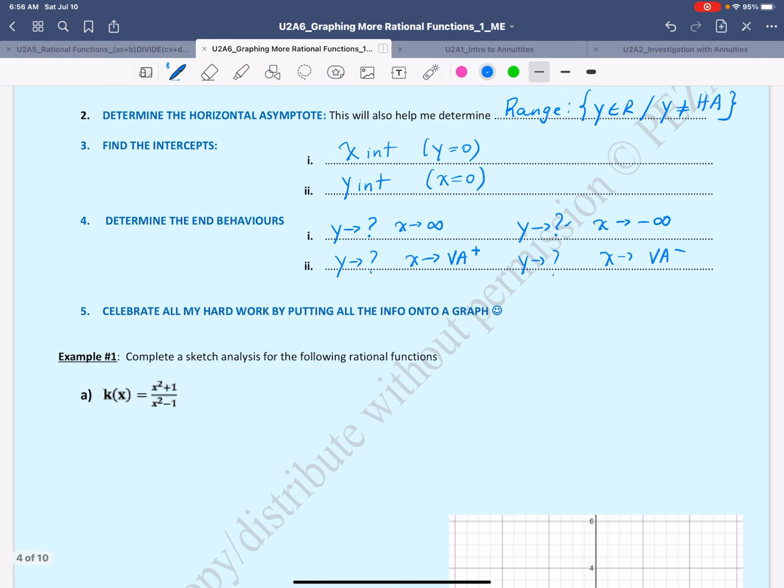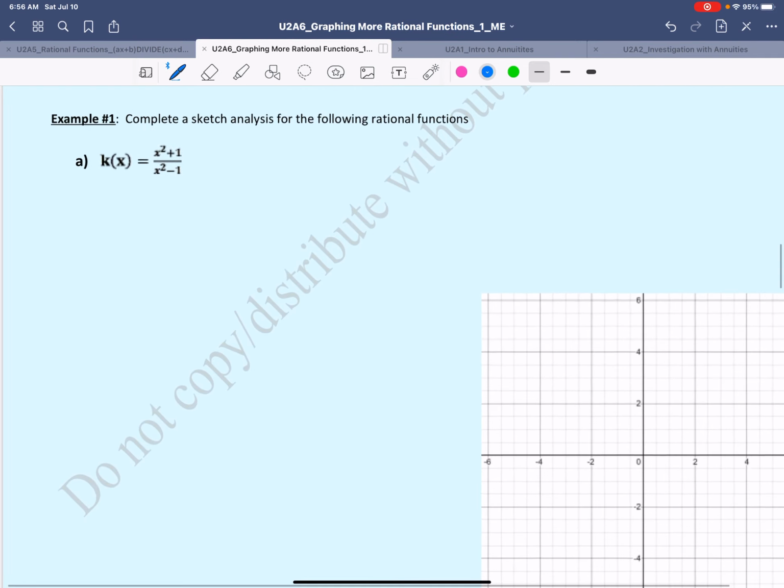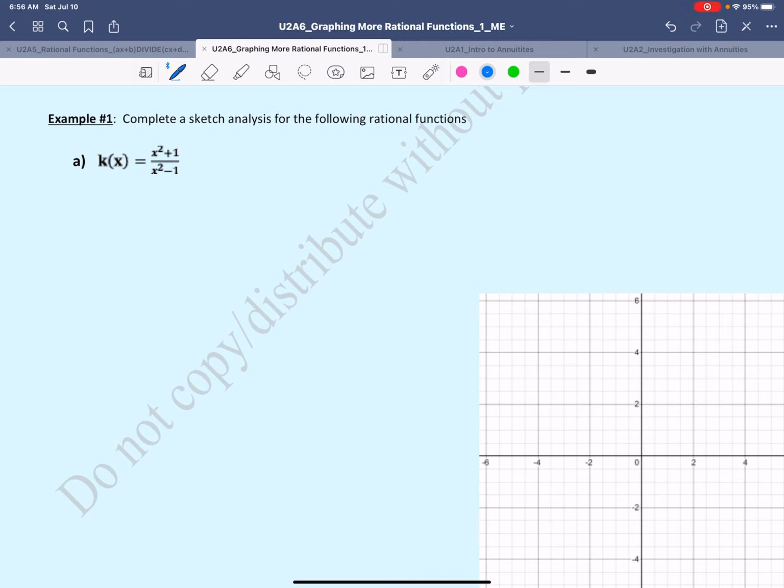And then lastly, you put everything together to draw the graph, all your findings. So let's take a look at our example. f of x equals x squared plus 1 over x squared minus 1. I will factor the denominator, which in this case is x plus 1 times x minus 1, difference of squares.